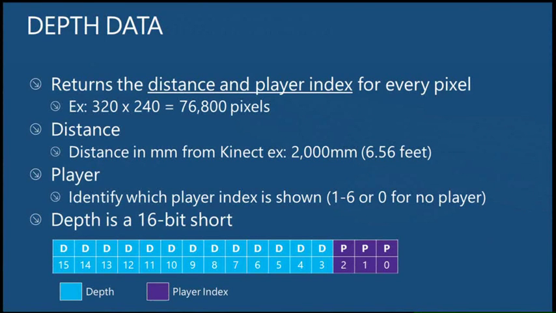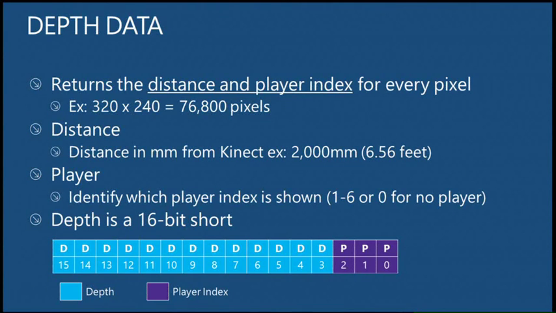Now we're going to talk about depth data. Always fun. So the difference between the depth camera and a color camera: a color camera returns what it sees. A depth camera returns the distance and player index. By distance, what the camera does is says, I can tell you the distance of every pixel. 320 by 240, this is the distance from the Kinect for that pixel, for every pixel. So 76,800 pixels of distance and player index.